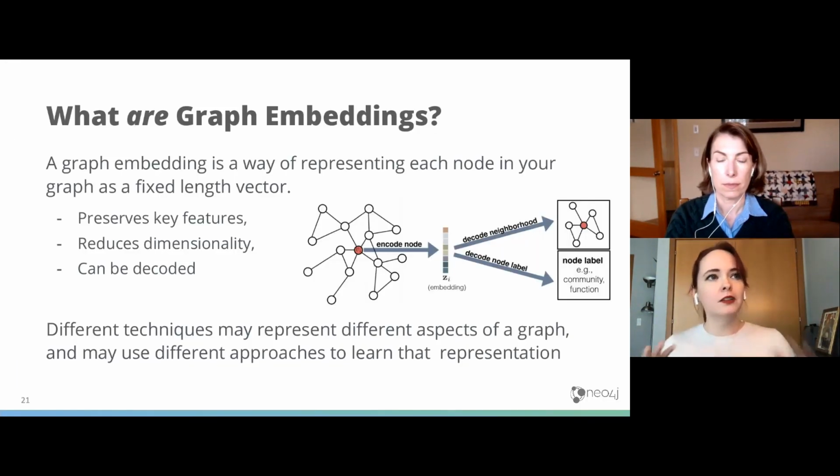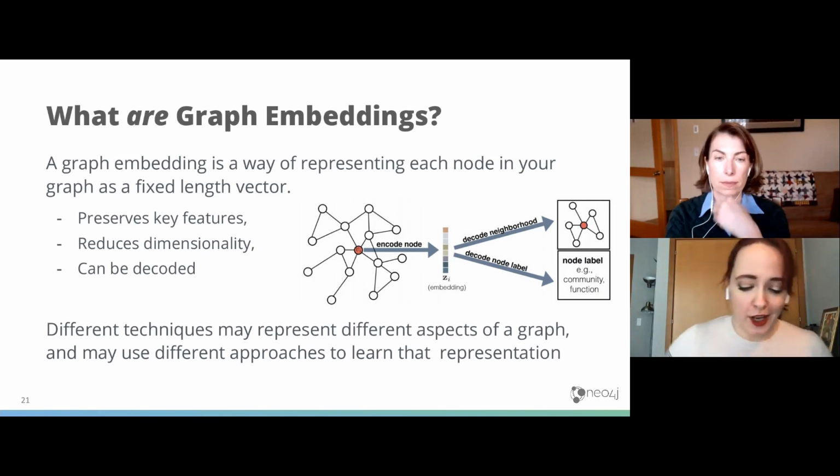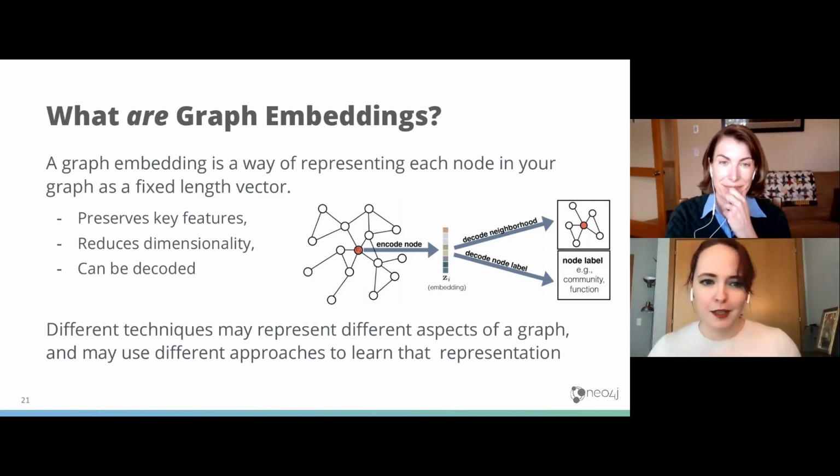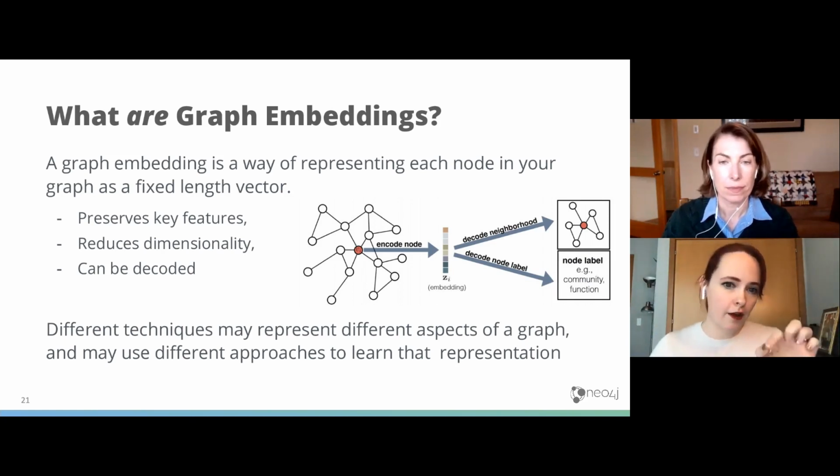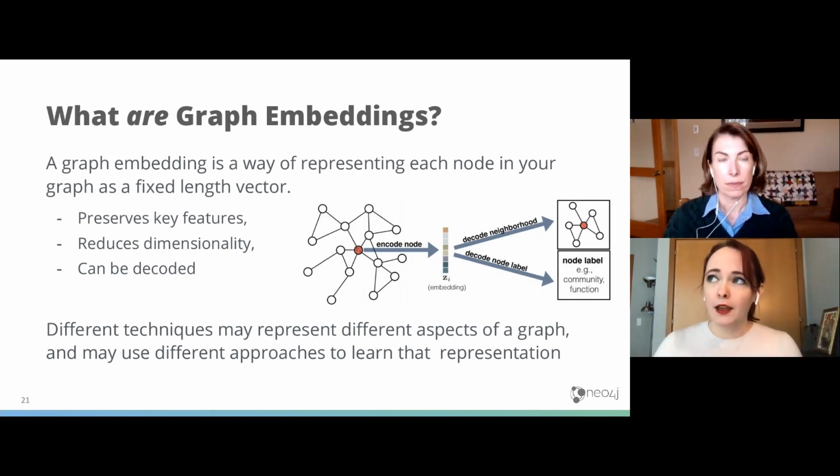And so let's talk a little bit more about what they are. So the title of this whole talk, we keep saying embeddings, what are they? At the end of the day, an embedding is a way of representing each node in your graph with a bunch of numbers. And so what that means is when you run an embedding in Neo4j, every single node in your in-memory graph that you've trained your embedding on gets a representation. And what's important about that representation is it's the same length for every node, and those numbers in that embedding preserve the key features of your graph, and they can reduce the dimensionality of your graph.